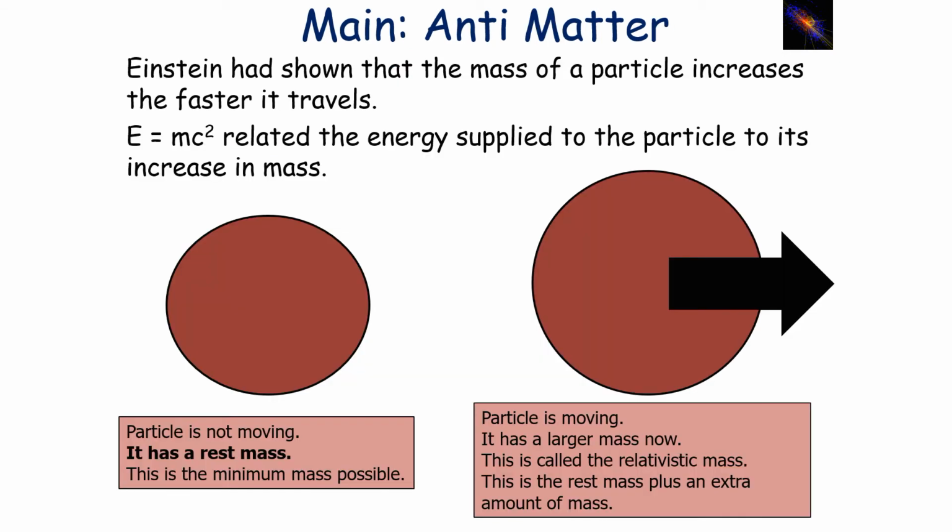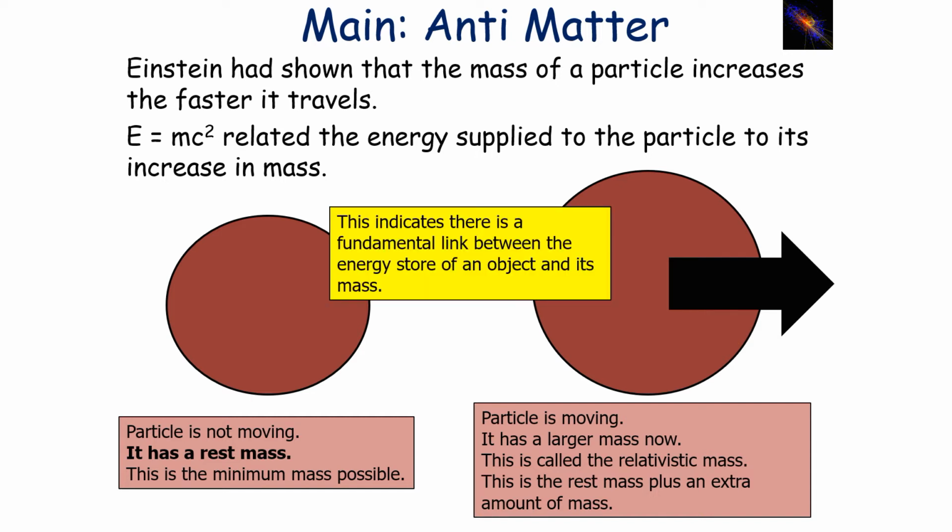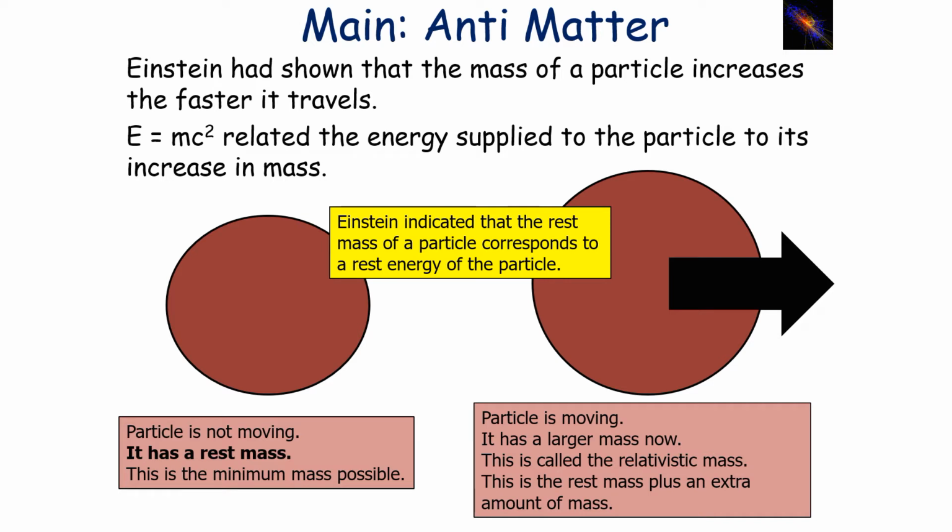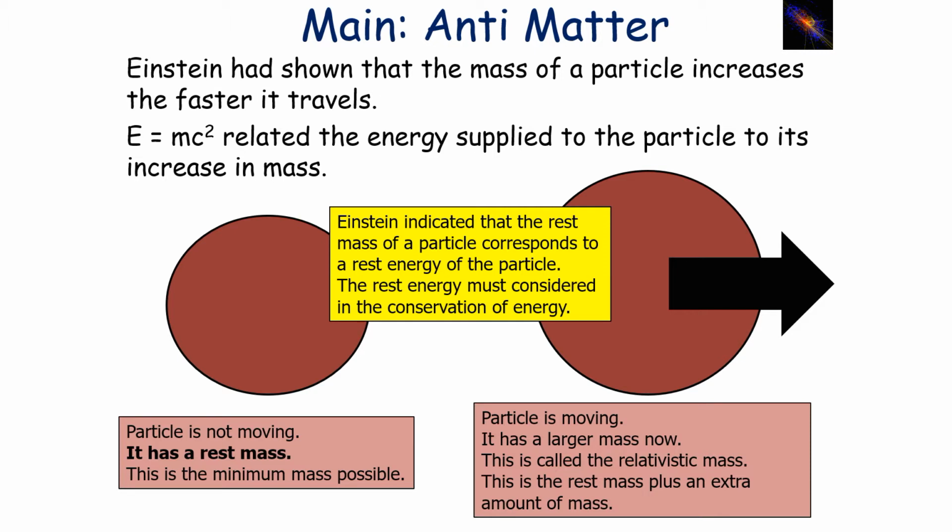Now, Einstein had shown that the mass of a particle increases the faster it travels. So E equals mc squared relates the energy supplied to the particle to its increase in mass. When the particle isn't moving, it has a rest mass, which is the minimum mass possible. But when the particle is moving, it has a larger mass, which we call the relativistic mass, which is the rest mass plus an extra amount of mass. So this indicates to us a fundamental link between the energy store of an object and its mass. Now, Einstein indicated that the rest mass of a particle corresponds to the rest energy of the particle. So the rest energy must be conserved in the conservation of energy, and this effect is very noticeable on the scale of particles.